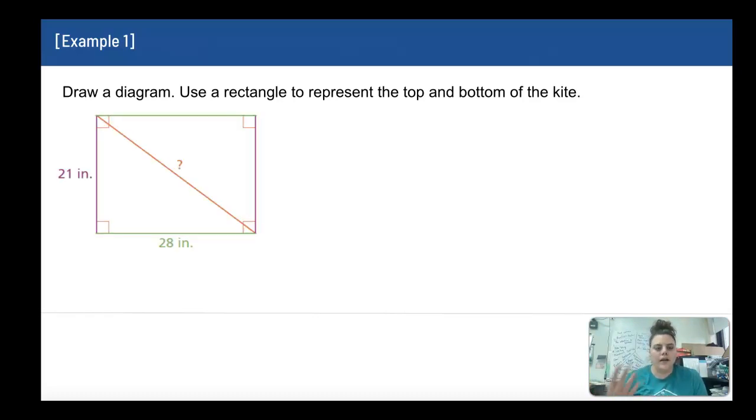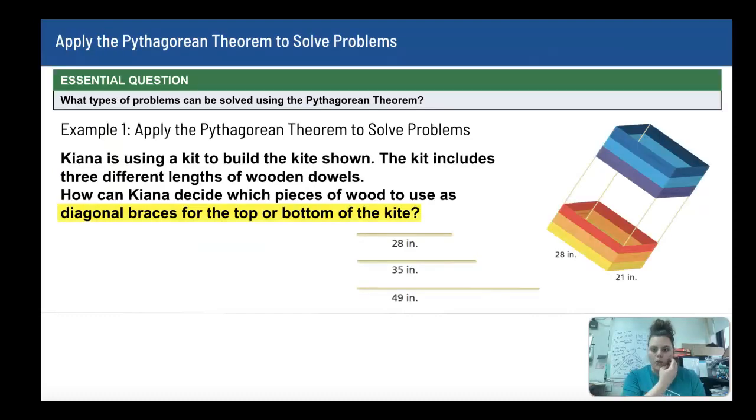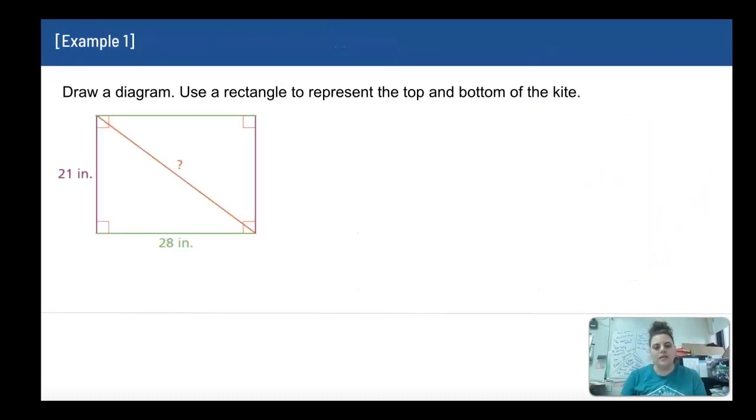So we're going to draw a rectangle. This represents, if you look straight down on the kite, that rectangle that it would make. And you can see that we've taken the 28 and 21 from our picture here, and that is what we're using to label the rectangle. Make sure to draw this rectangle into your notes.